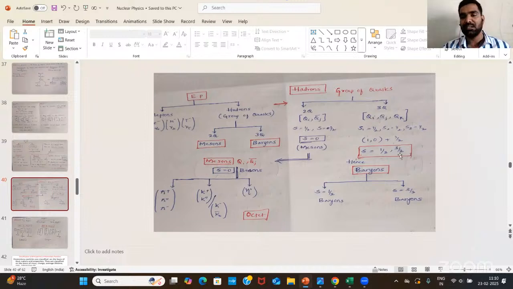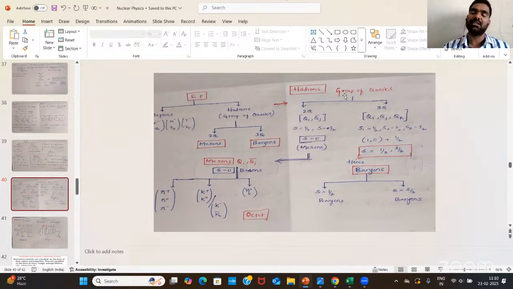These are the mesons and these are the baryons. Two spins will be available for the baryons, so according to these spins they are subdivided again. Baryons are subdivided as spin half baryons and spin 3/2 baryons. Are you getting it?